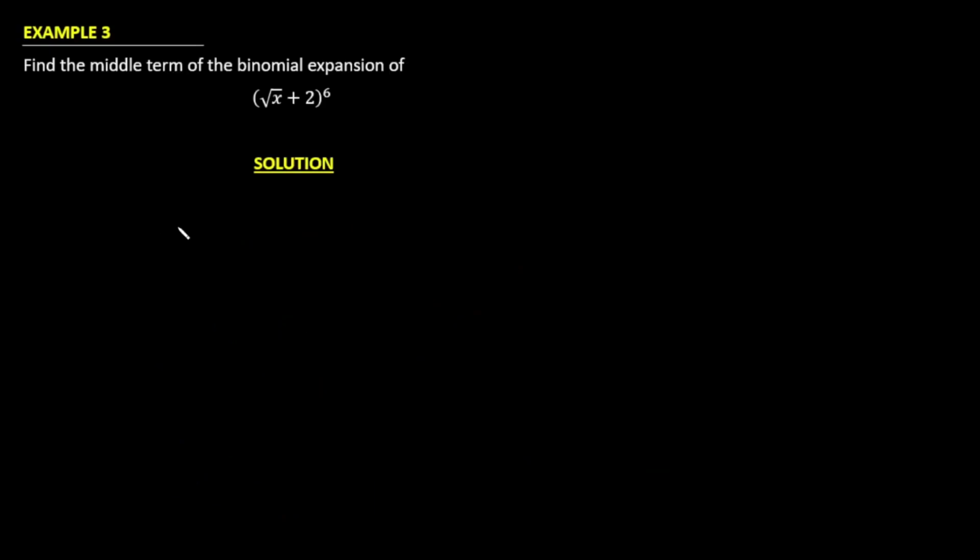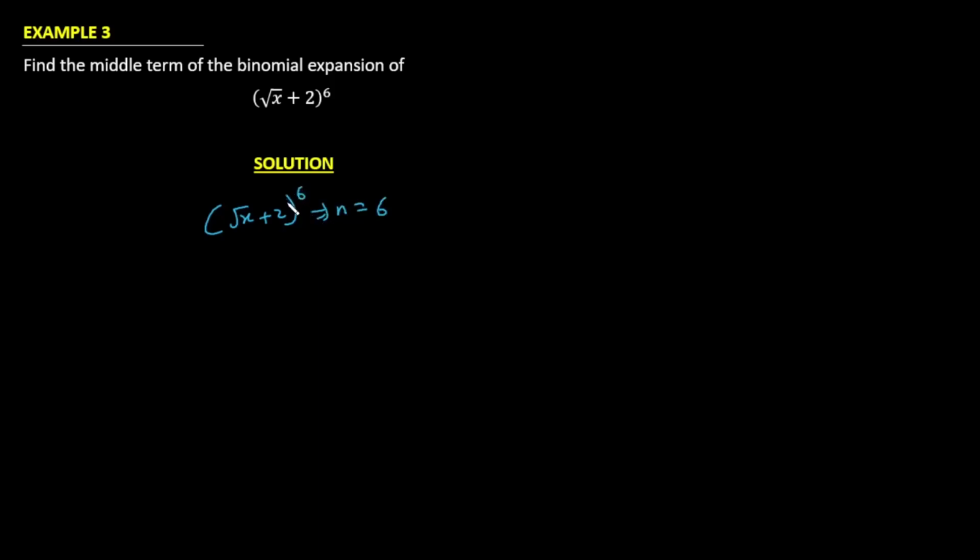Welcome back to question number 3. Find the middle term of the binomial expansion of root of x plus 2 to the power of 6. So let's write the question down. We have root of x plus 2 to the power of 6. So in this case, our n is 6.